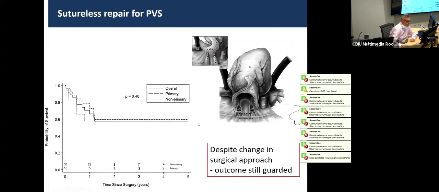This just shows the sutureless repair. So even with the sutureless repair, it's not a silver bullet. And regardless of whether it's primary or non-primary indication, we still see that there's an important risk of death in the long term following this repair when it's done for postoperative or recurrent pulmonary vein obstruction. So just because you have this operation, it doesn't mean that you're not going to develop evidence of recurrence.